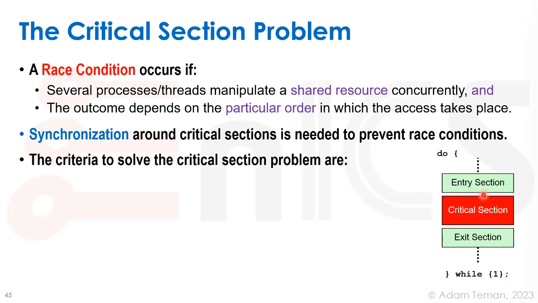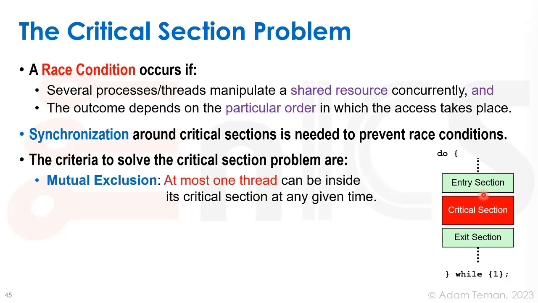So how do we solve critical section problems? The main thing is to enable mutual exclusion. Mutual exclusion means that at most one thread or process can be inside the critical section at a given time. So as long as only one thread is in its critical section, we have mutual exclusion. We're only accessing the shared variable by one process at any given time.